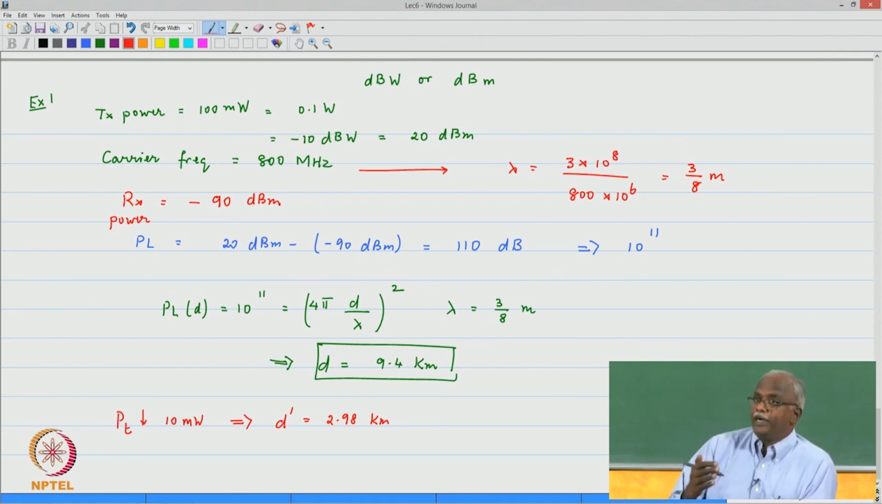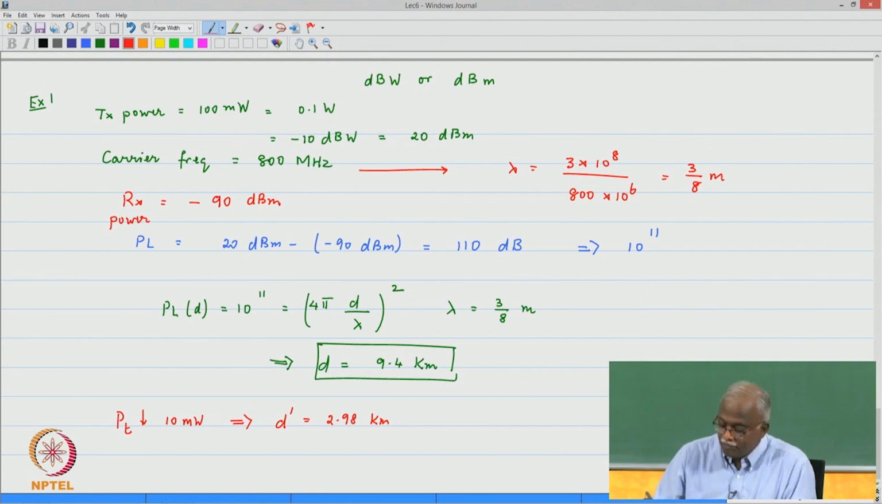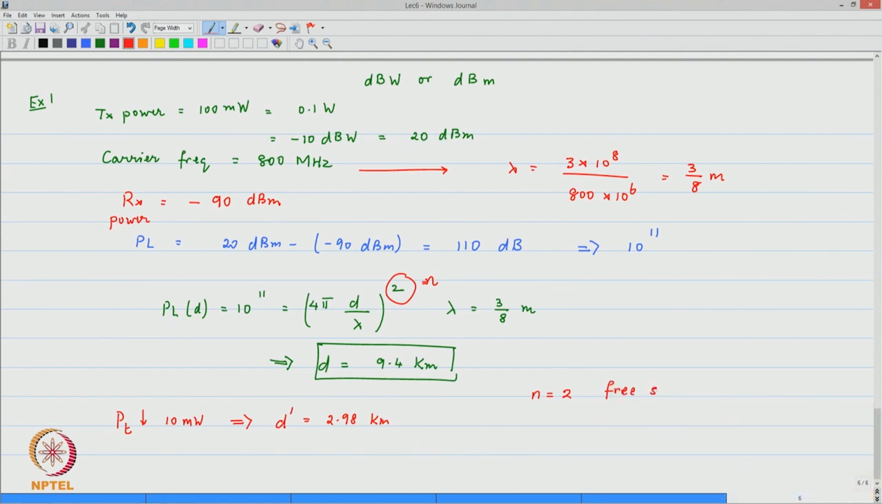Now, an important point to mention, which is helpful for us to keep in mind, is the fact that free space, we write it with an exponent of 2. If you think of this as a path loss exponent, n equal to 2 is for free space. Typically in a cellular system, there is non-line of sight as opposed to free space propagation. Free space propagation will be line of sight.